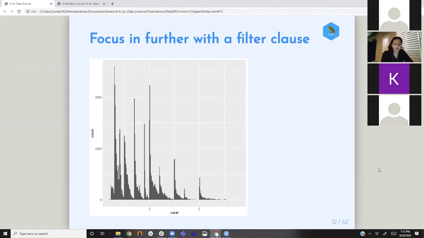The ones which are better defined are ones which are like round numbers. You can see it goes up and comes down and goes up and comes down. If you actually do the counts, you'll find that the ones which are like 0 or 0.5 or like 1 or 1.5 tend to have larger numbers for some reason. Maybe that's how it works in the diamond world.